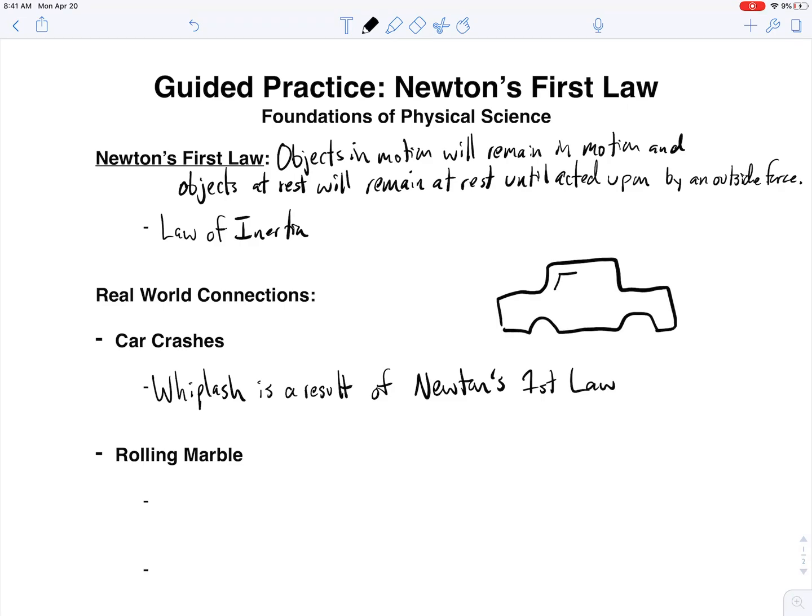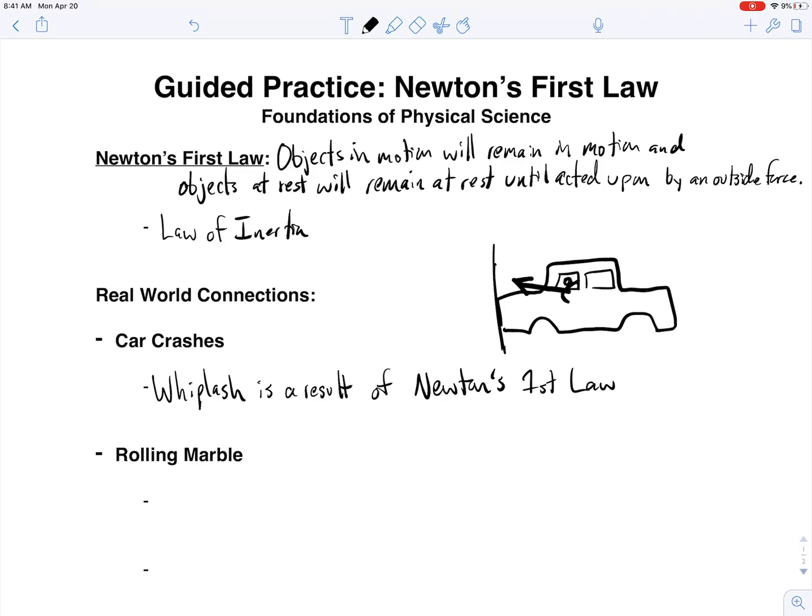Okay, so if I'm in a car, here's my car. Here's my car, and I'm sitting in the car, and we're driving along, and boom, we hit a wall. The car stops, okay? The key here is that the person in the car wants to continue on the track that they were traveling. That's called inertia. An object in motion will remain in motion.